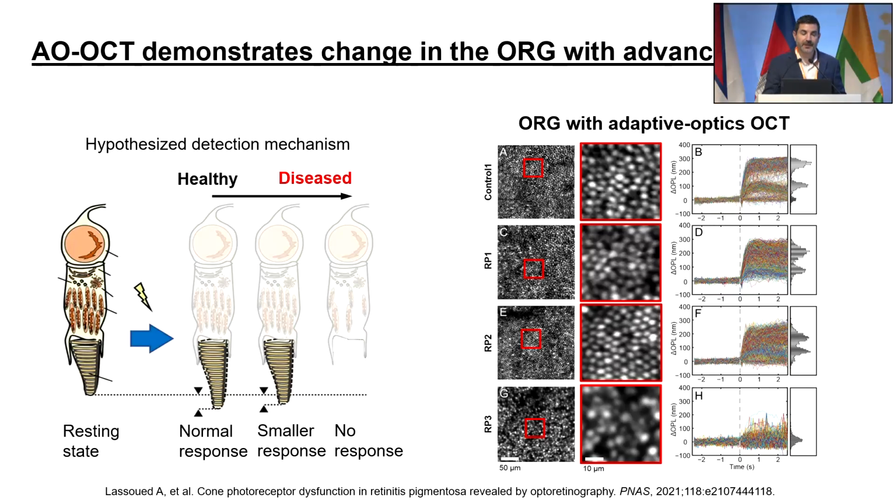And so we can actually measure this, and there are different ways of doing this. One way is with adaptive optics, and if you look at individual photoreceptors, you can measure the actual change in the outer segment length. And if you look at patients with diseases such as retinitis pigmentosa, you can actually see a decrease in this change as the disease progresses.